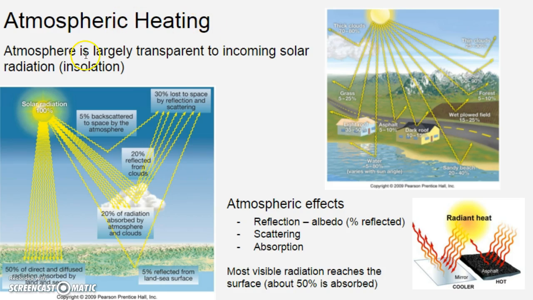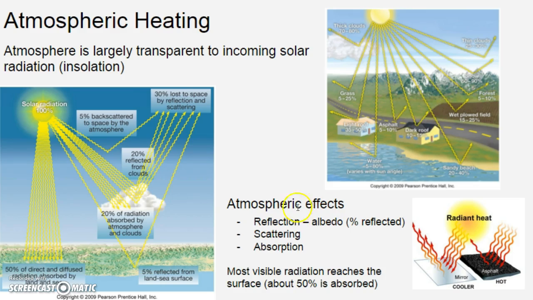So, atmospheric heating. The atmosphere is largely transparent to incoming solar radiation, insolation. And we know the percentages: 50% is absorbed by the Earth's surface, 30% is reflected back, and 20% is absorbed by the atmosphere and clouds. But once the sunlight reaches the Earth's surface, there are all kinds of different albedos. So the overall percentage has a broad range of variables just because surfaces have different albedos. We could have dark and light materials.